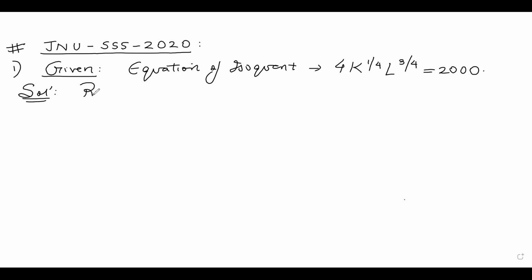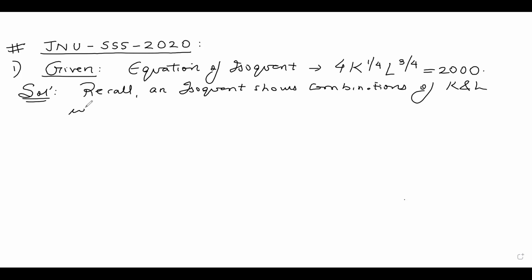So I'm just writing it. Recall, an isoquant shows combinations of capital and labor which produce the same level of output.